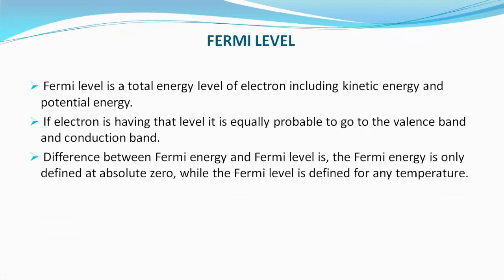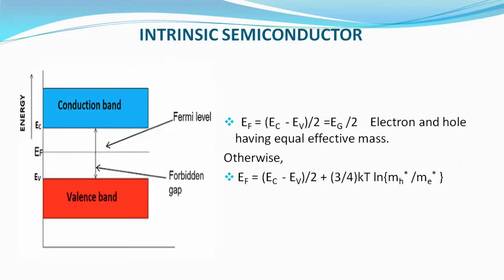So what is the Fermi level? The Fermi level is the total energy level of an electron, including kinetic energy and potential energy. If an electron is having that level, it is equally probable to go to the valence band and conduction band. And the difference between Fermi energy and Fermi level is that Fermi energy is only defined at absolute 0 temperature, whereas the Fermi level is defined at any temperature. So for any temperature, every material is supposed to have this Fermi level.